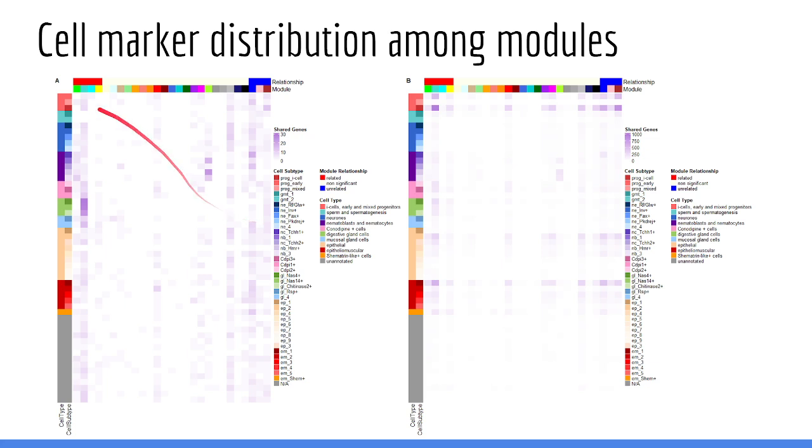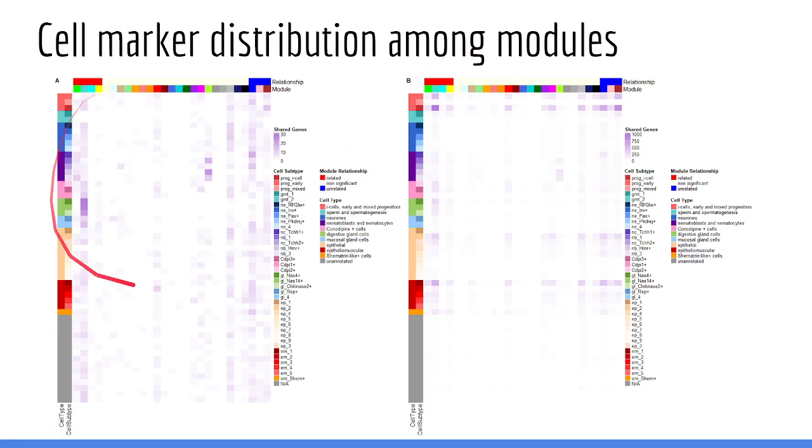To see the cell marker distribution among our models, we performed these heat maps. As you can see, there is no model with a specific cell type associated. The most cell markers were found in the turquoise model, the blue and the brown, from the ones that we have already described, and from green, yellow, gray, and red from the non-significant.